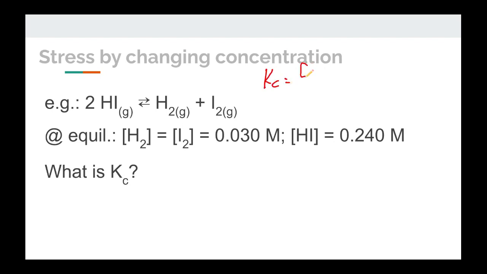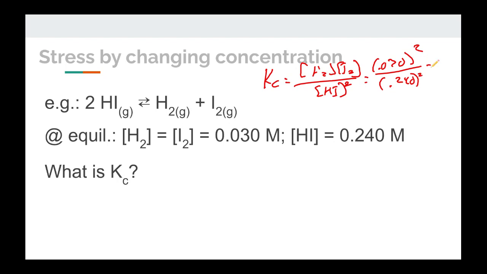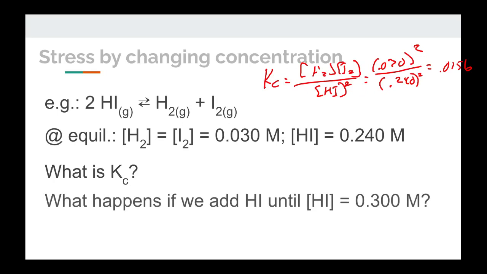Kc is just going to be the concentration of H2 times the concentration of I2, we've been doing this a bunch now, divided by the concentration of HI. So that's going to be 0.030 squared divided by 0.240, and that's also going to be squared. I forgot to square that. And this ends up being 0.0156.